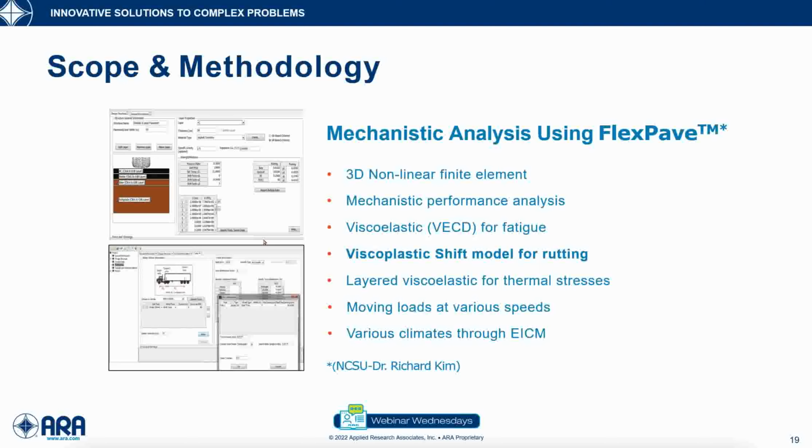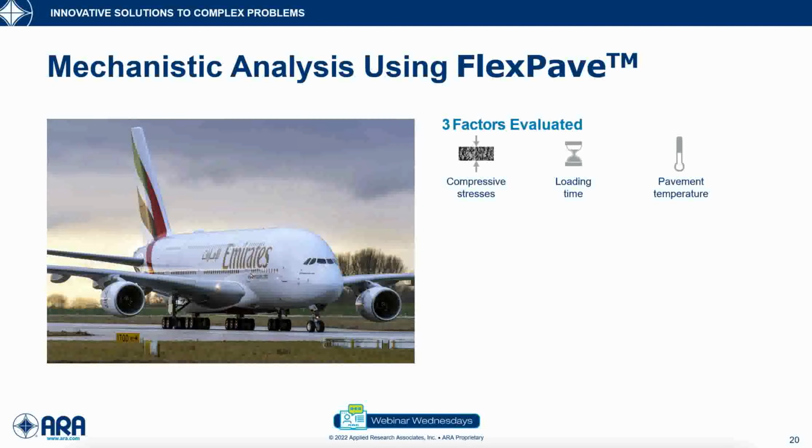It incorporates the viscoplastic shift model for the compressive rutting strains and rutting stresses. It also deals with layered viscoelastic solutions for thermal stresses and thermal cracking, and it does incorporate moving loads at various speeds. It also incorporates various climates through the Enhanced Integrated Climatic Model. Now, the software has been developed by Dr. Richard Kim at North Carolina State University.